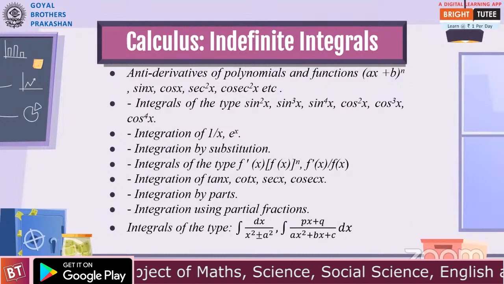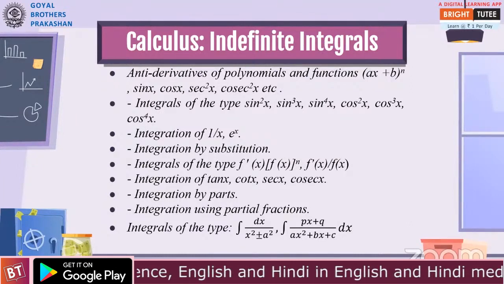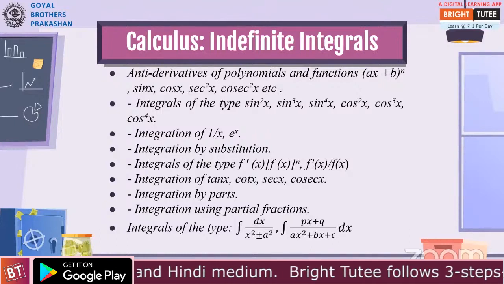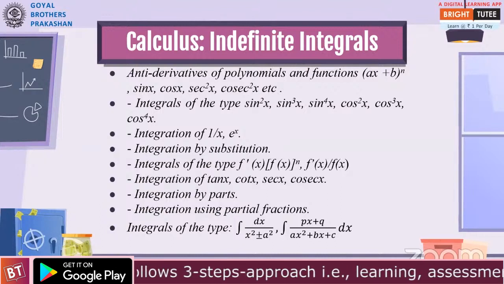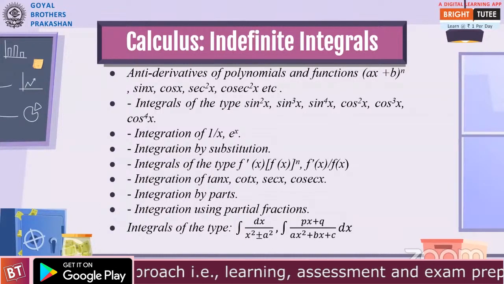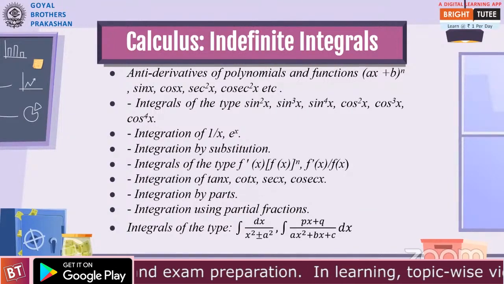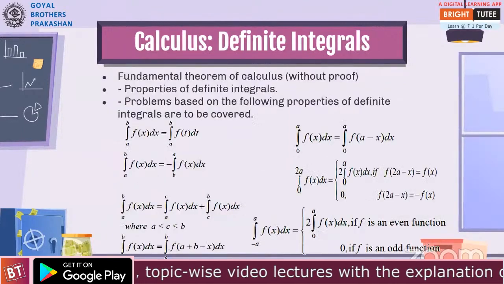Integration using partial fractions. Under partial fractions, we have integration like 1 upon linear into linear, that is p of x by q of x. I'm talking about proper rational functions. Then integrals of the type 1 upon x square plus or minus a square, and linear by quadratic type integrations.